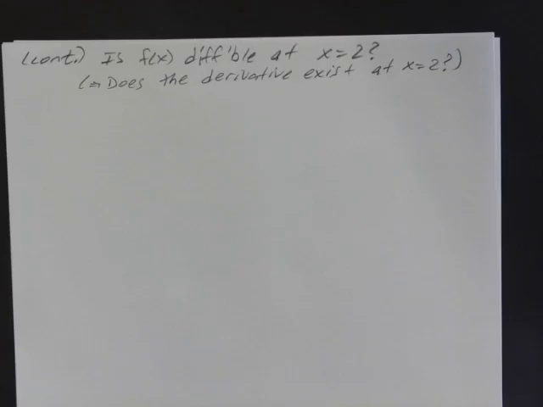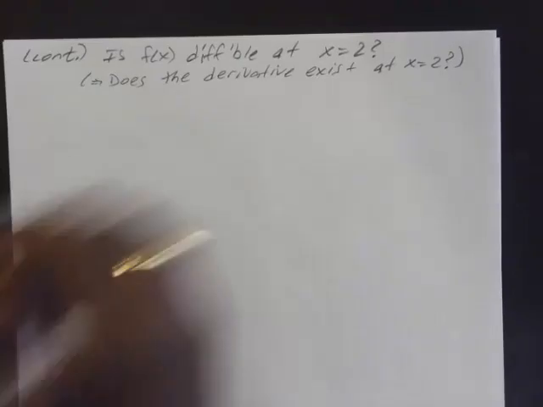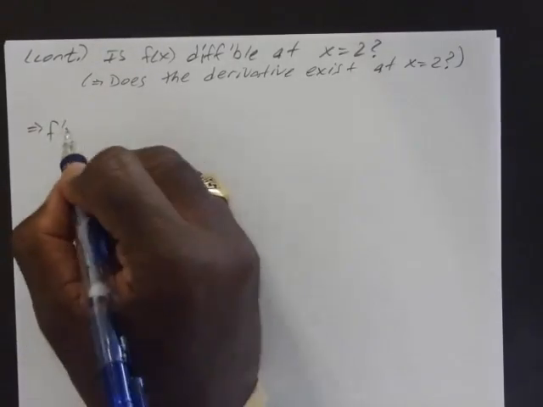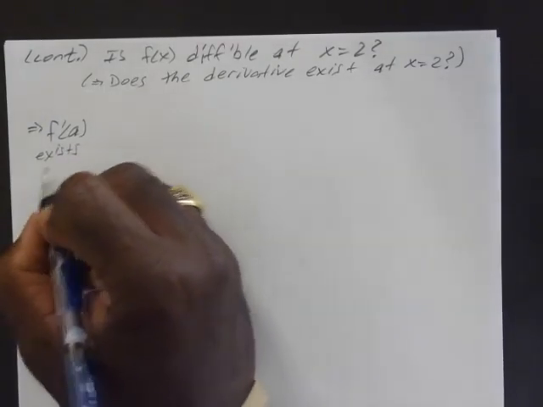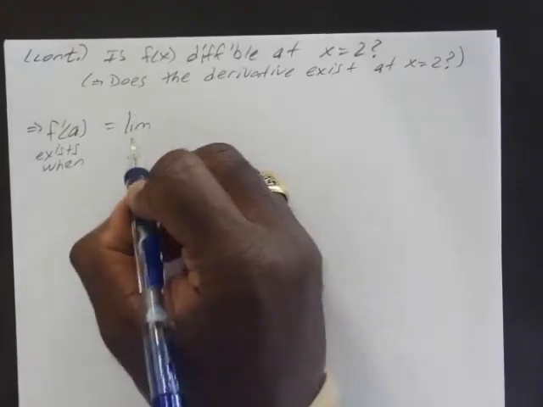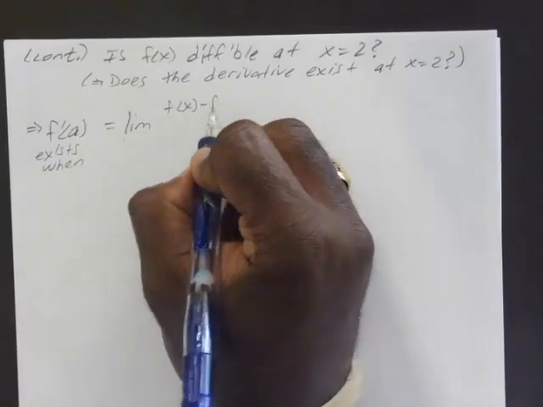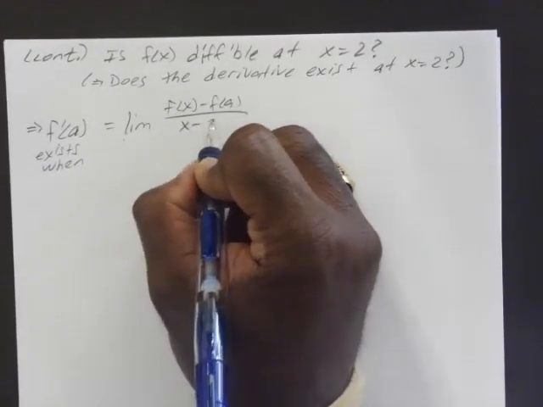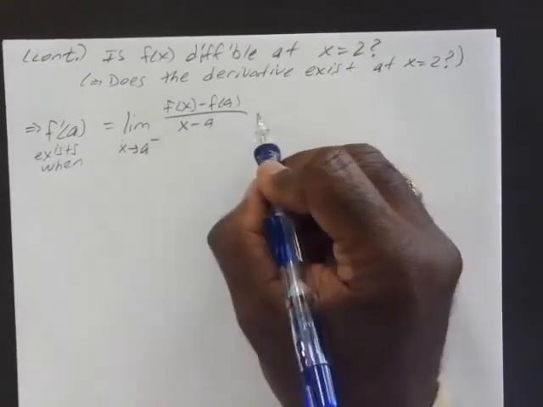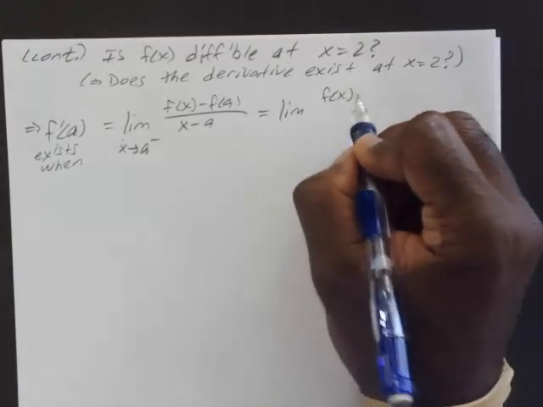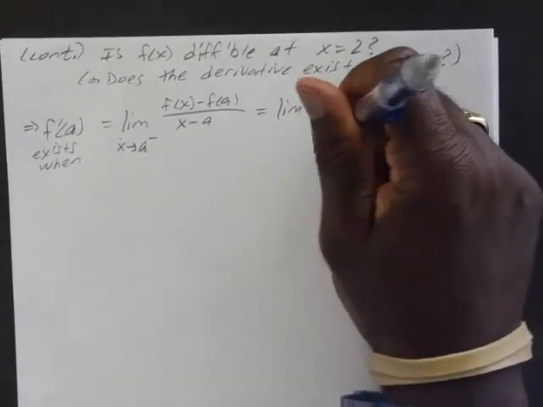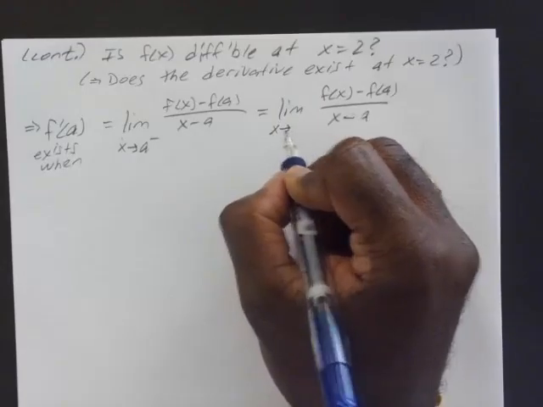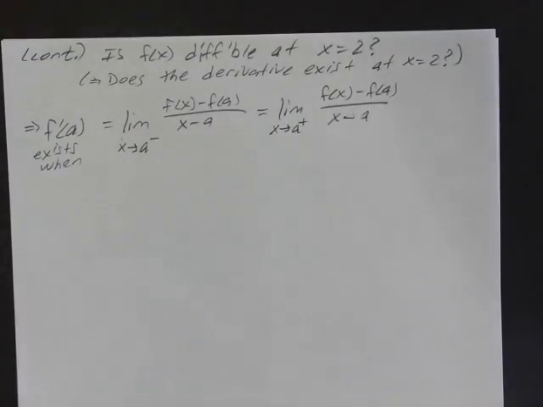Okay. Now with this one, we have pretty much the same concept of the steps, because we know that f prime, or the derivative at some value a, exists when the limit of f of x minus f of a all over x minus a as x approaches a from the left is equal to the limit of f of x minus f of a all over x minus a as x approaches a from the right. So the concept is pretty similar to continuity.